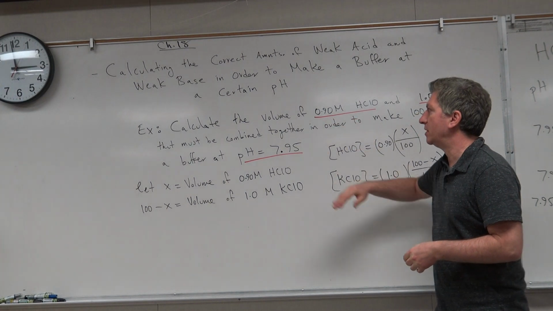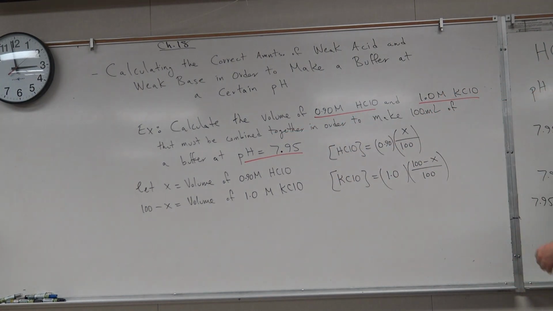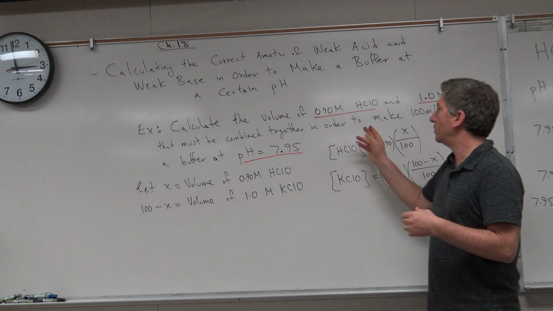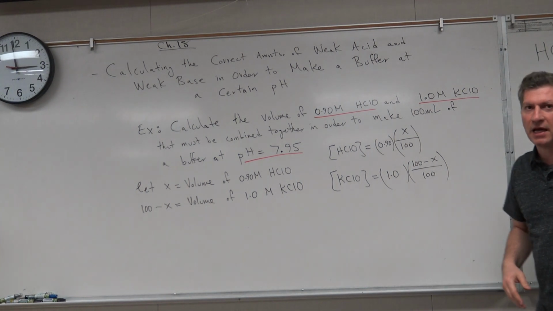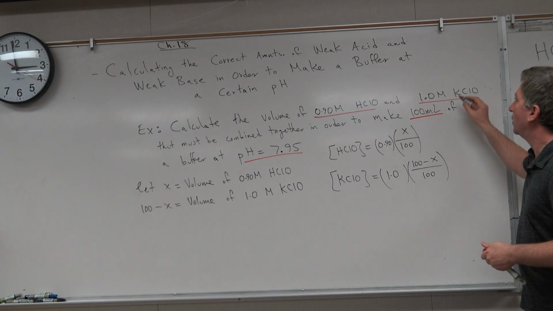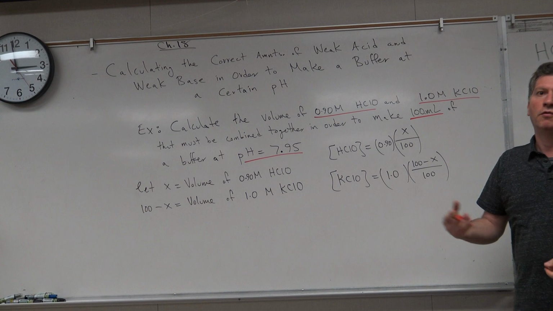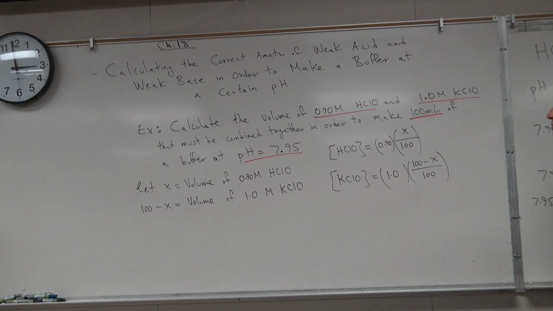So let's do an example. It says calculate a volume of 0.9 molar hypochlorous acid and 1 molar potassium hypochlorite solution that must be combined in order to make a buffer at pH 7.95, and you're trying to make 100 ml of this buffer. So out of these solutions, you don't know how much to take. Do you take 50 ml of each? Do you take 40 ml of one, 60 ml of another? So how much do you take of each one of these?